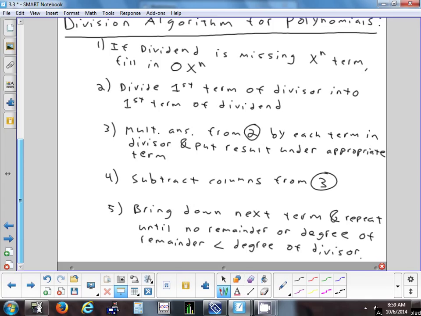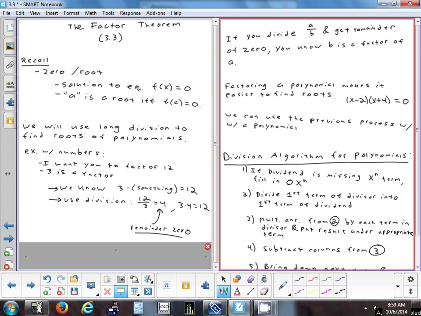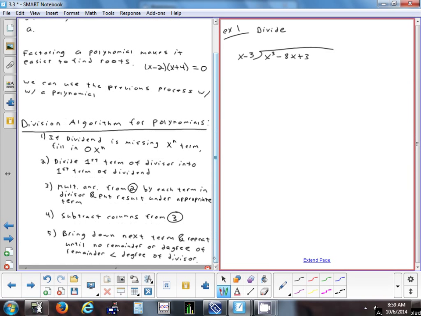Now we'll try a couple examples. Any questions in general on the steps before we do an example? Okay. Let's start out with this one.